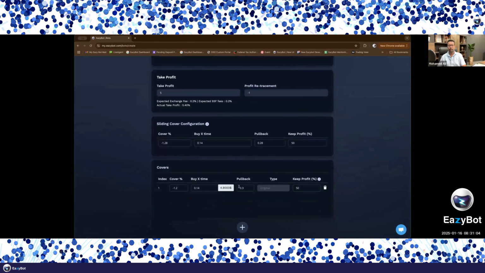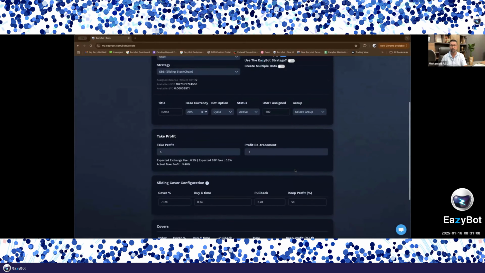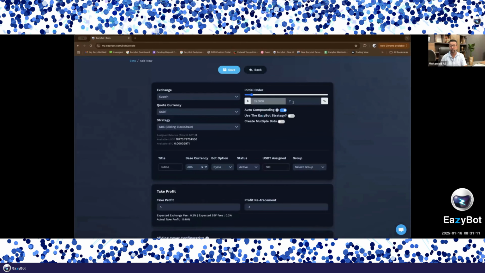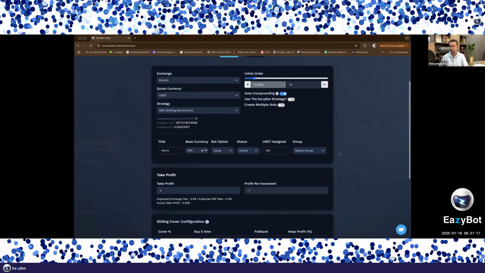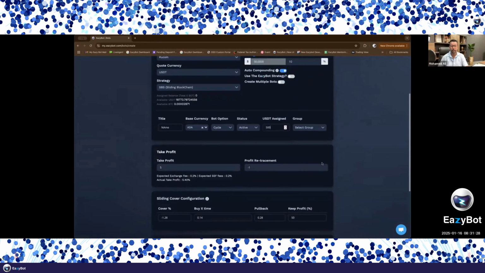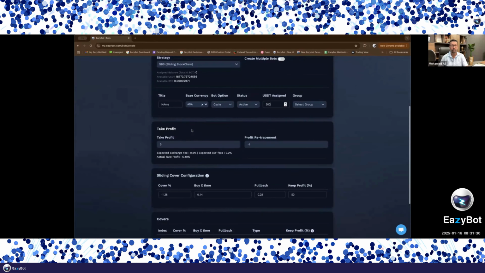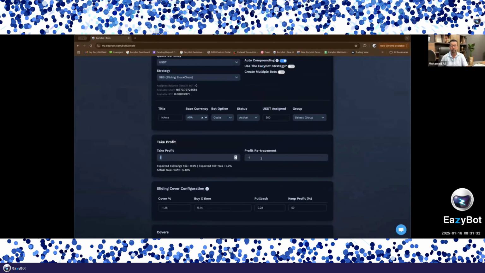Okay, perfect. So now I'll remove the cover completely and see, if I don't have any covers, I only have the initial buy, how is it going to be behaving? And I'll make this 10% just for the sake of example. Okay, so now this is my bot. It's having this coin, the assigned amount is 500 and the initial buy is 10%, and I don't have any cover. My take profit is 5% and my retracement is 1%.